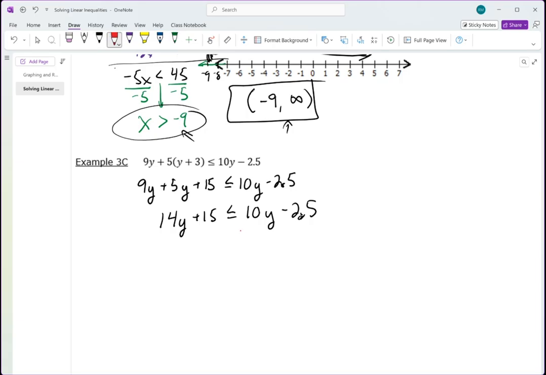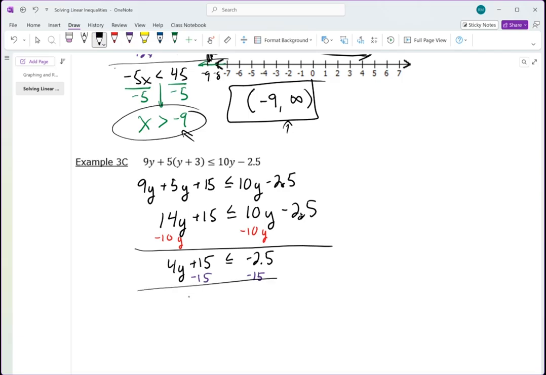So I'm going to go ahead and subtract 10y from both sides. That's going to leave me with 4y plus 15 on the left and just negative 2.5 on the right. To make sure my numbers are on the right, I'm going to go ahead and subtract 15 from both sides. And that's going to leave me with 4y is less than or equal to negative 17.5.